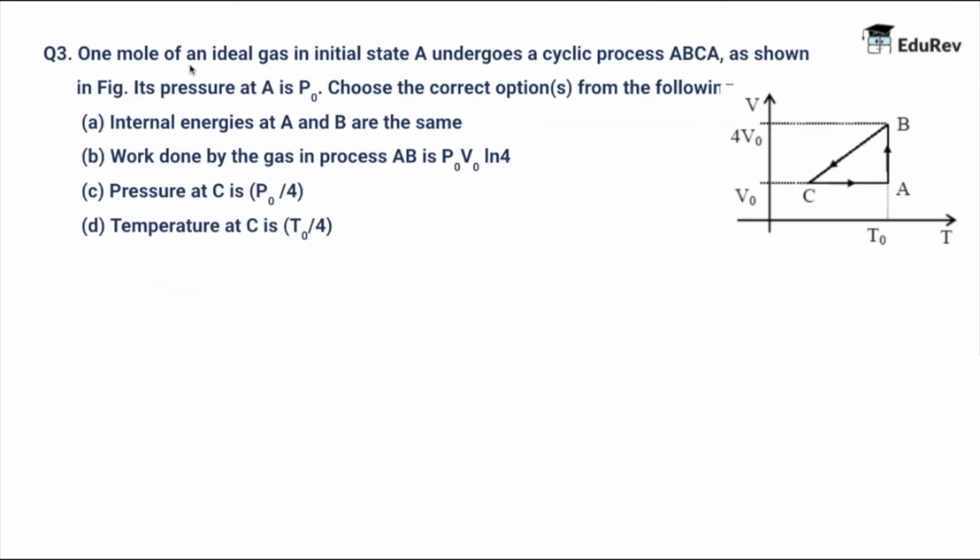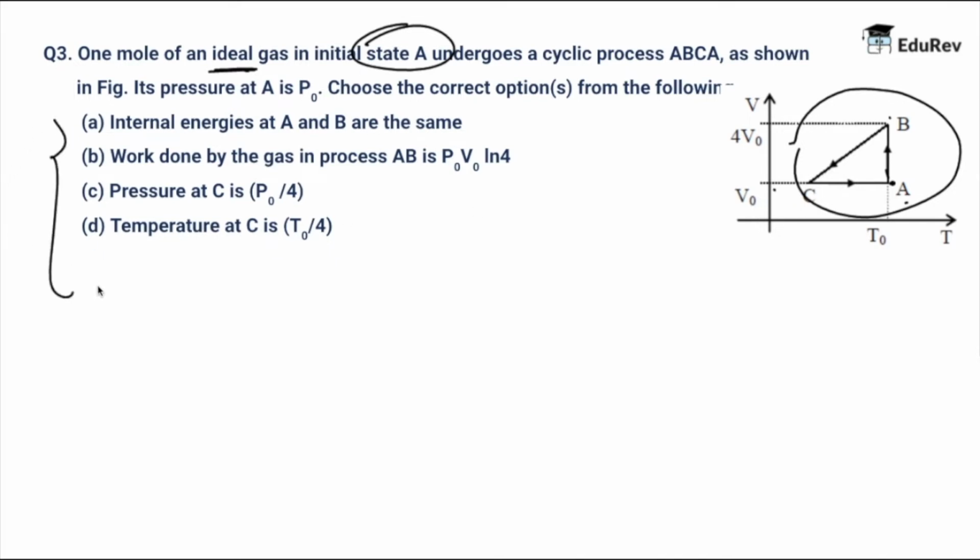Question number 3 states that 1 mole of an ideal gas in initial state A undergoes a cyclic process. You can see here that this is a cyclic process. That is from A, it goes to B, then from B to C, from C to A. So it's basically A, B, C and A as it is shown here. Now its pressure at A is nothing but P naught.